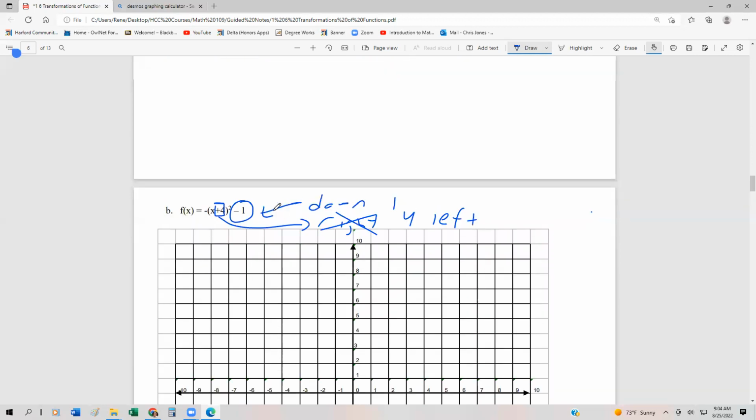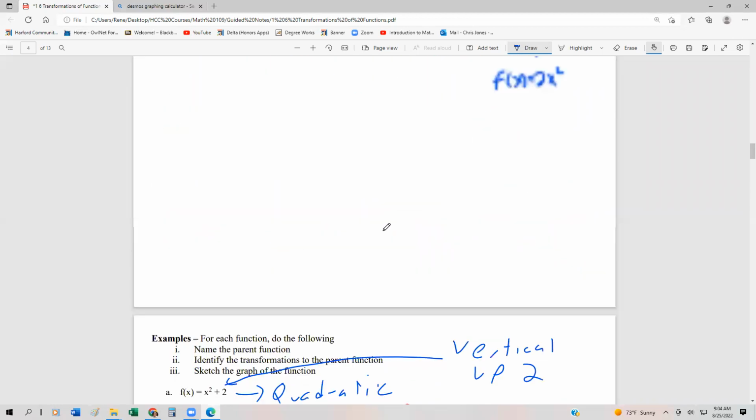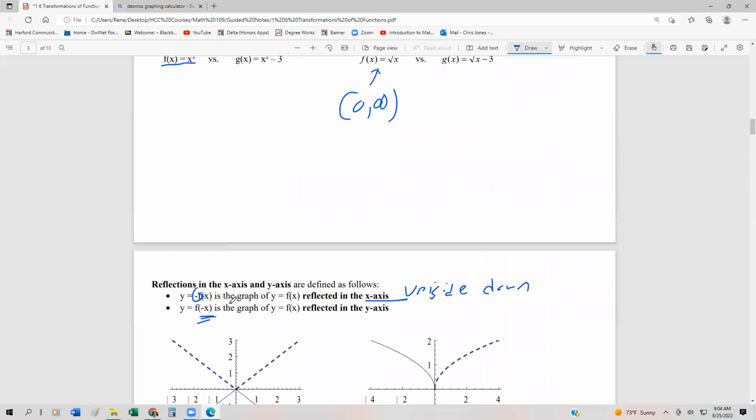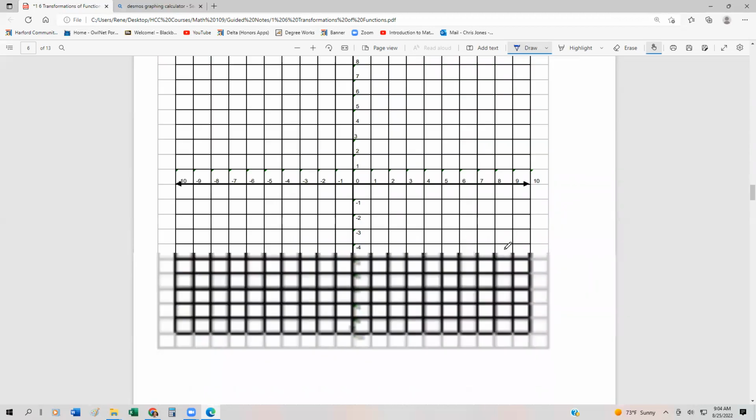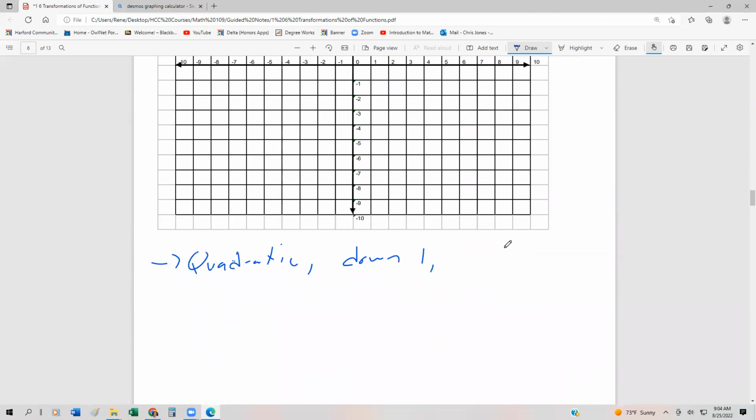And then the last thing that we noticed is that we have a negative on the outside of the parentheses. That means that we're going to be reflected in the x-axis. So we're just going to move it upside down. If I were to describe the transformations, we're going to move down 1, we're going to move left 4, and we're going to reflect in the x-axis.